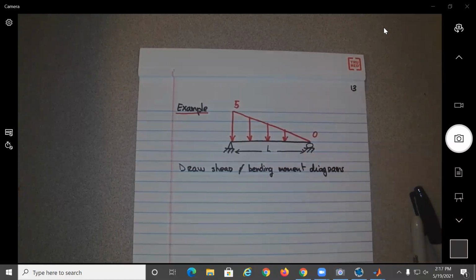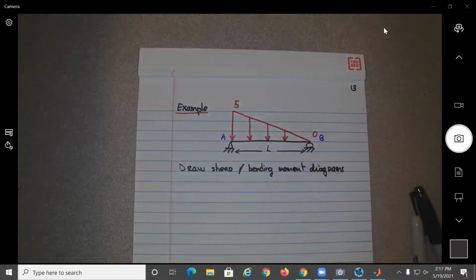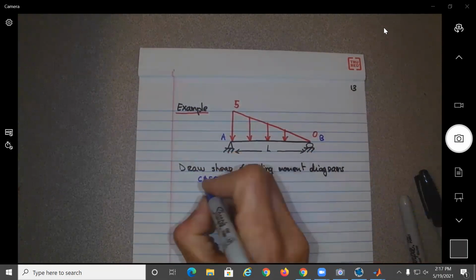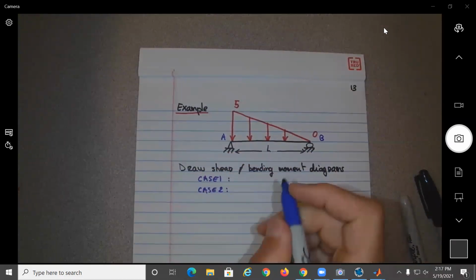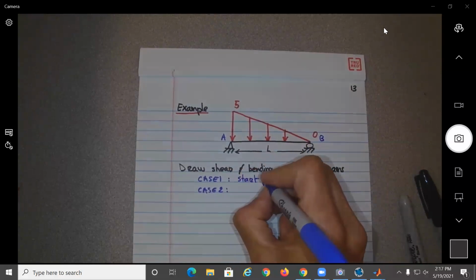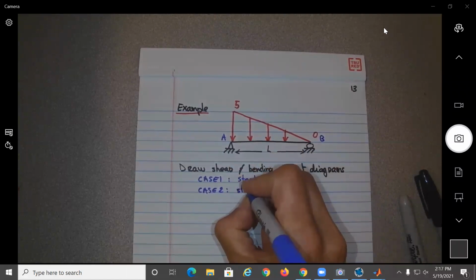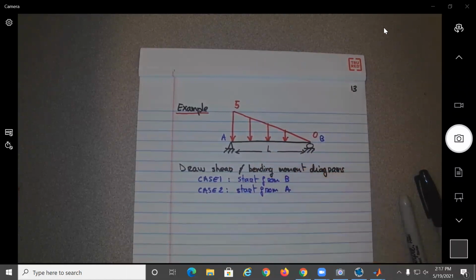And I don't know if we're going to have time to do both cases, but I'm going to break this into two cases. So case one, case two. Case one, I'm going to say start from point B, which will be easier. And the other one would be start from point A.